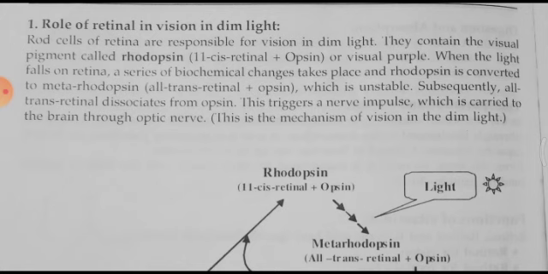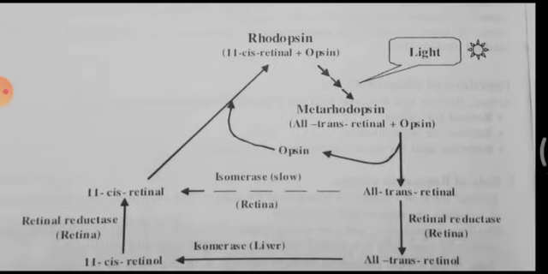When light falls on the retina, a series of biochemical changes takes place and rhodopsin is converted to meta-rhodopsin, which is unstable. Subsequently, all-trans retinol dissociates from opsin. So this process of events is going to be shown in the illustration. We are going to observe it.